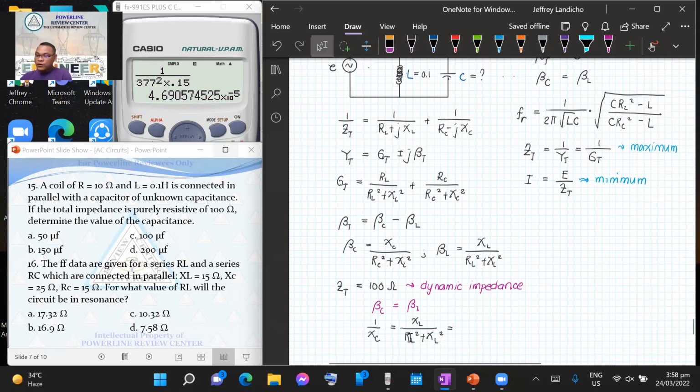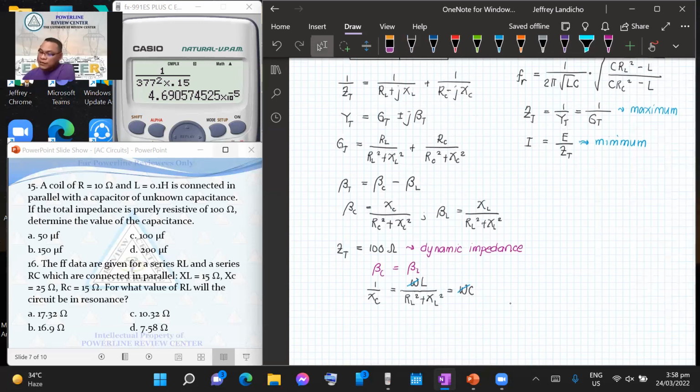Alam natin, 1 over XC, it is just simply what? Omega C. At alam natin, the value of your X sub L, it is just simply omega L. So, pwede natin i-cancel out ito at saka yan. So, lumalabas, kapatid, kapag kinuha natin ang ratio ng L over C, it is equal kanino? RL squared plus what? X sub L squared.